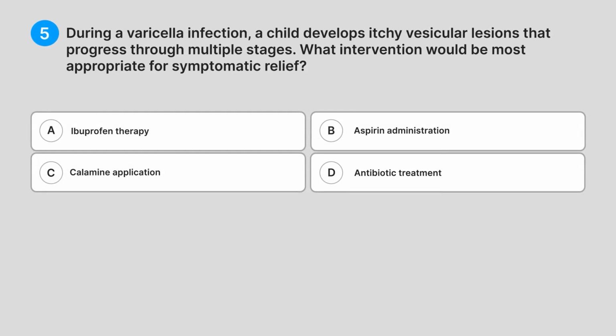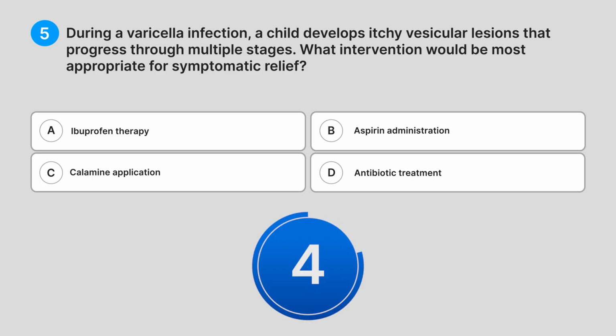5. During a varicella infection, a child develops itchy vesicular lesions that progress through multiple stages. What intervention would be most appropriate for symptomatic relief? A. Ibuprofen therapy, B. Aspirin administration, C. Calamine application, D. Antibiotic treatment.